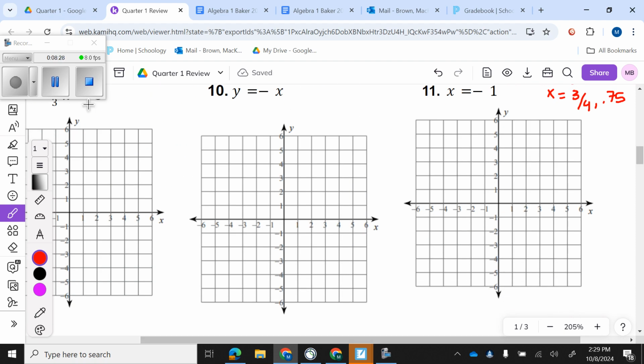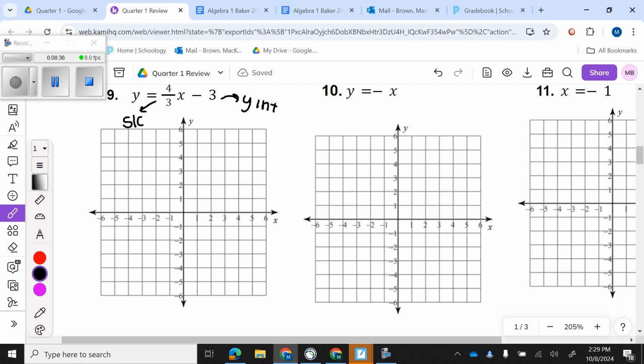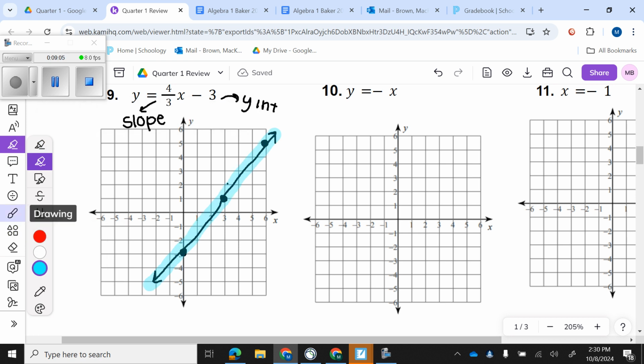All right, looking at number 9, we need to graph this line, okay? This is my y-intercept. This is my slope. So I'm going to start at negative 3 on the y-axis. I'm going to go up 4, 1, 2, 3, 4, over 1, 2, 3. Up 1, 2, 3, 4, over 1, 2, 3. Okay, connect your dots. You need 3 arrows, and then we're just going to double check. When I trace this from left to right, this line is increasing, which I want it to be increasing because my slope is positive.